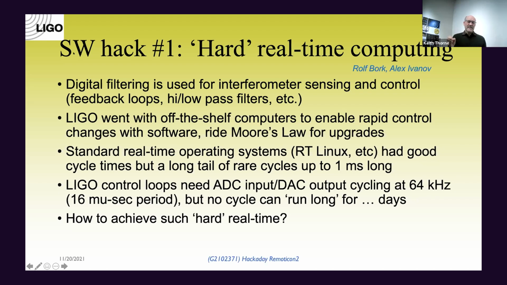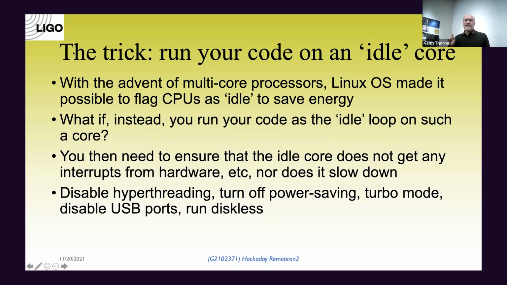The problem is the LIGO control loops have to go from reading an A to D converter to outputting a D to A converter for the control at 64 kilohertz, at 16 microseconds. And we can't run long, that is, skip a cycle, for days. So that's hard real time. So the question was, how do you do that? We use a trick.